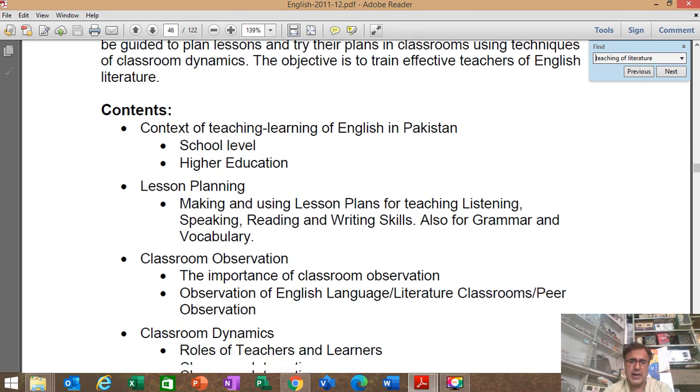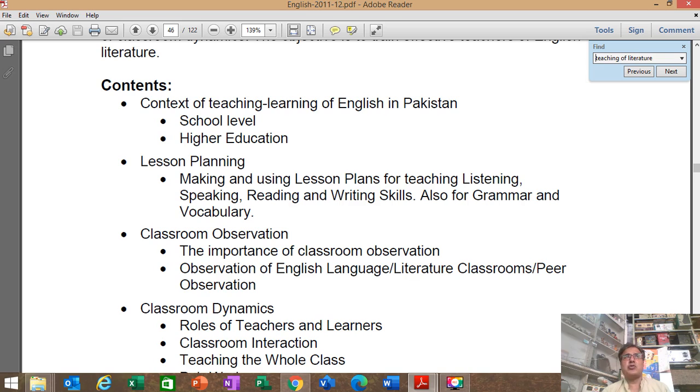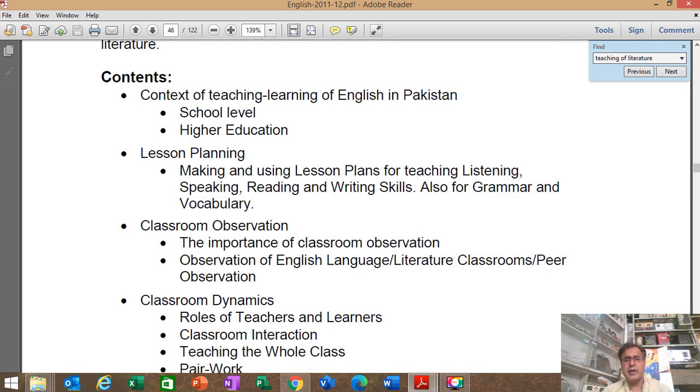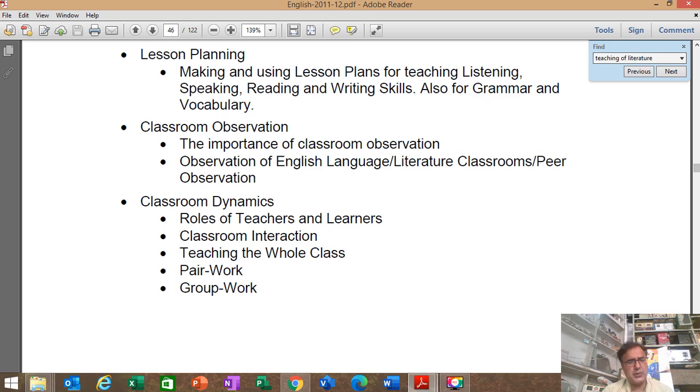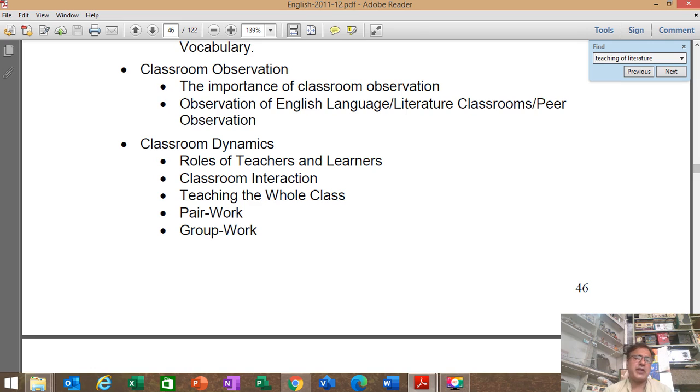And moreover, I'll now try some of the methodologies and techniques which will also help you, like any B.Ed or M.Ed students. So I'll be talking about lesson planning, making and using lesson plans for teaching listening. Classroom observations, I'll be talking on it as well: the importance of classroom observations of English language and literature classrooms, and peer observations. I'll be talking about classroom dynamics, roles of teachers and learners, classroom interactions, teaching the whole class, pair work, group work.